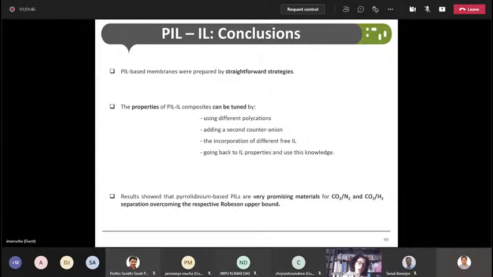So where do we want to be right now? We want to be here on the Robson plot always, but still these fluxes are not competitive enough. So we have very selective materials, but our materials are not very permeable. So right now what we are doing is trying to come up with new strategies to increase our permeability.